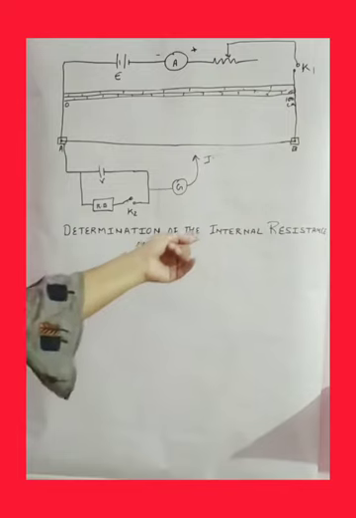cell using potentiometer. As we have already seen, a potentiometer is an instrument or a device which is used to measure an accurate potential difference. Now we are moving to the internal resistance of the cell. We already know this term internal resistance. What does internal resistance mean?